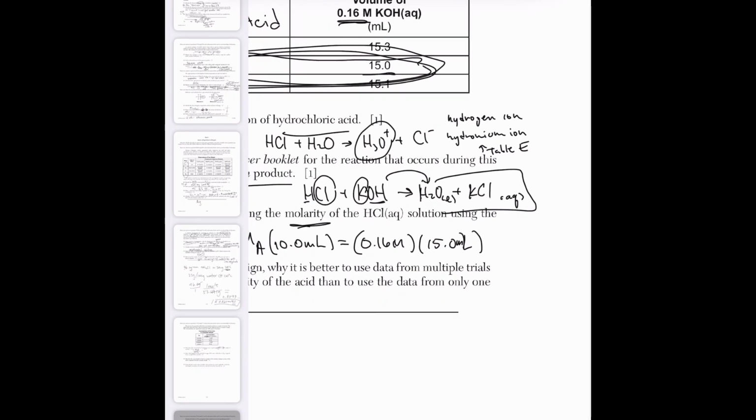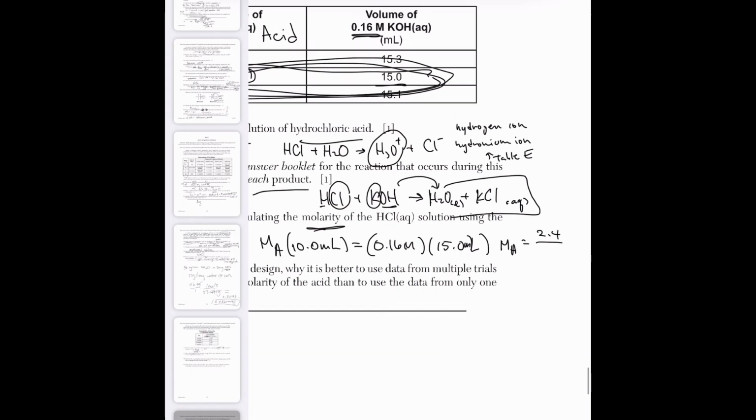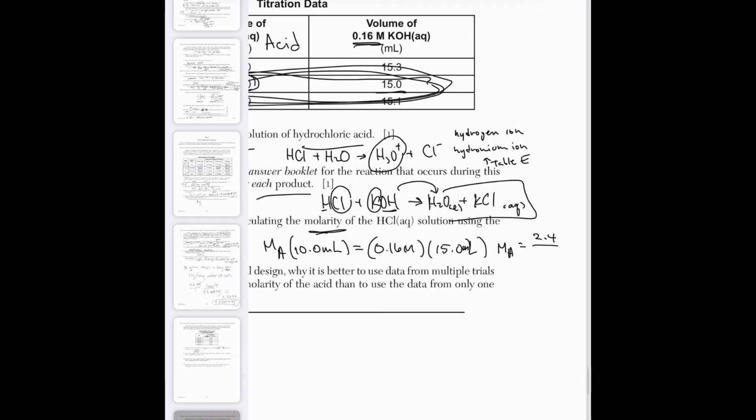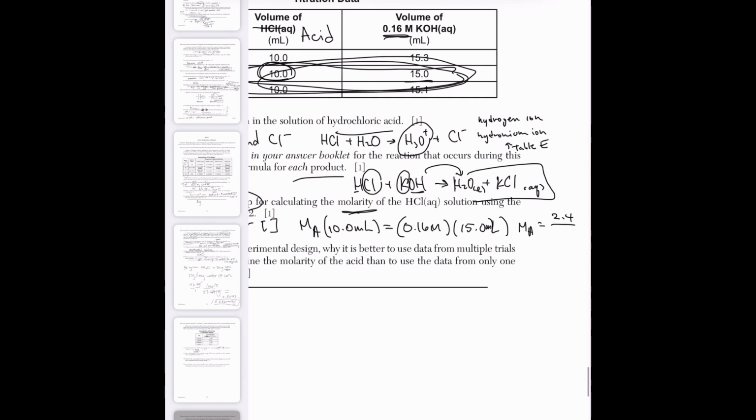You plug this into your calculator. You get that MA equals 2.4 divided. Oh, wait, no. They're asking for the numerical setup. You don't have to do this. You can just leave it at this step. This step is fine. I just started solving for it. Oops. Ignore that.